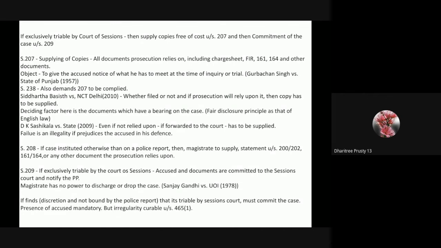How, you may ask, if it is a complaint, is it possible that 161 or 164 statements will be recorded? Yes, it can be, because the magistrate may direct the police under section 156(3) to investigate, and if the police submit a police report on the basis of that, then there is a possibility that 161, 164 may be recorded. In such a case, all such documents have to be supplied to the accused.